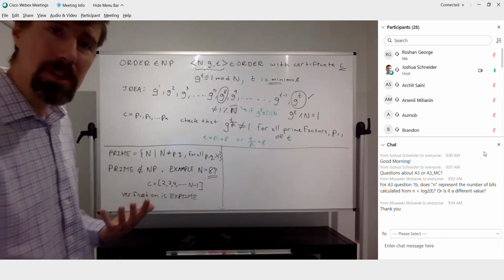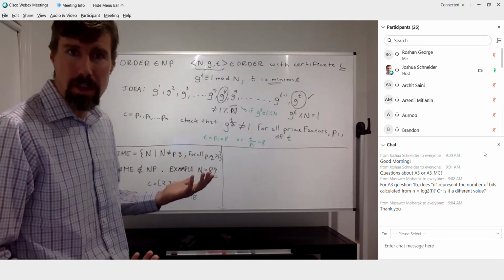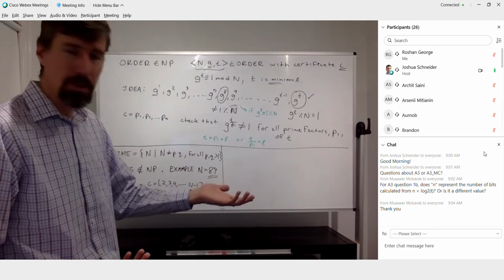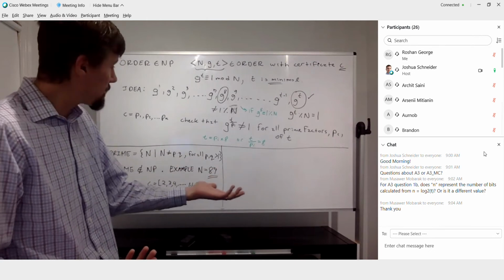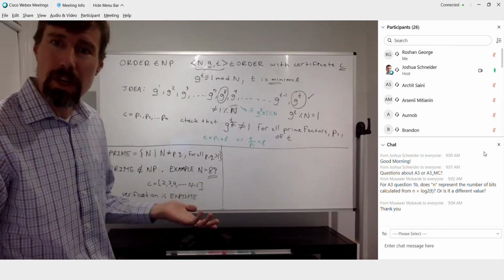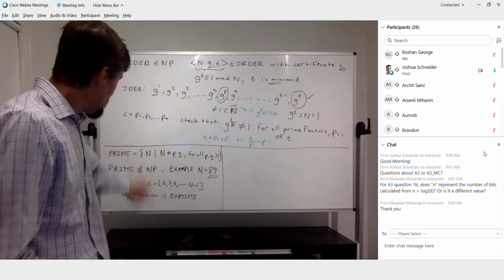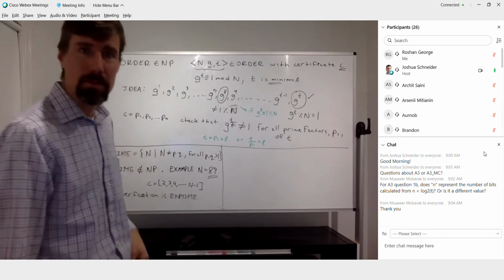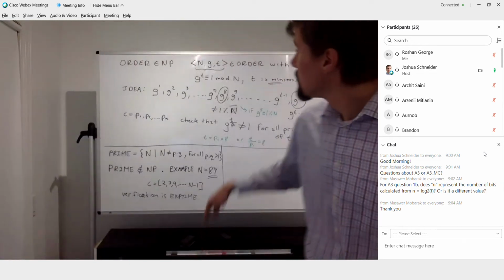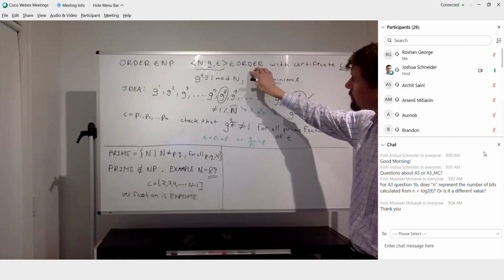NP, which is interesting because factor is clearly an NP problem. It's easy to certify that something's factorable by just giving one of its factors. Prime, which is the opposite of that language, looked like it was not in NP. So here comes along this certification of order and Pratt.